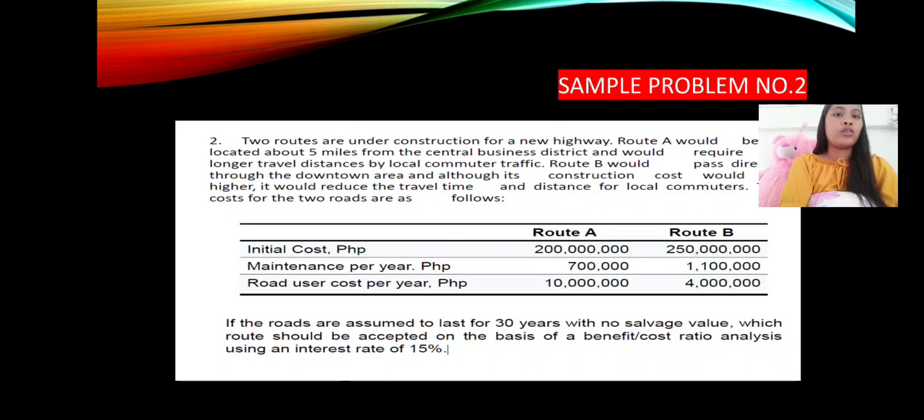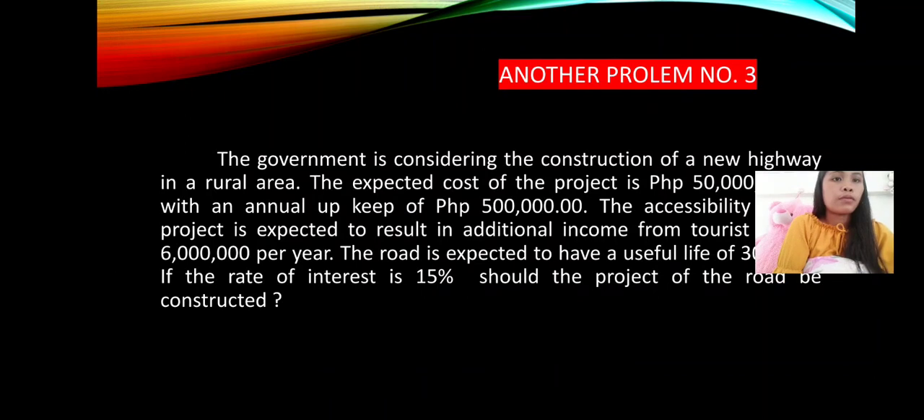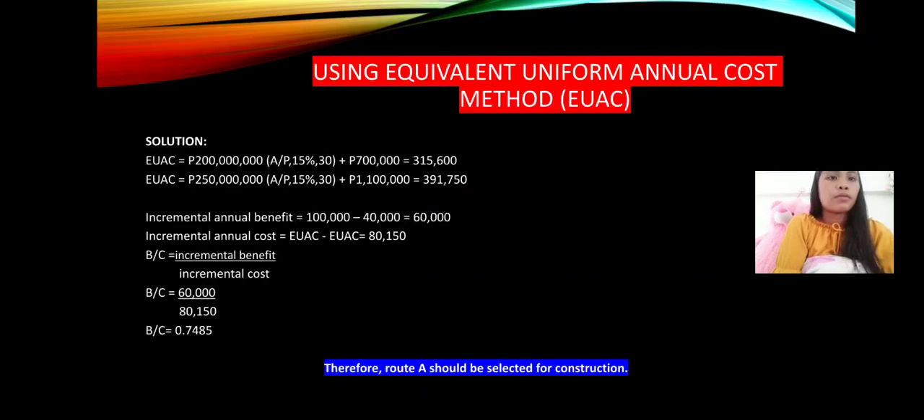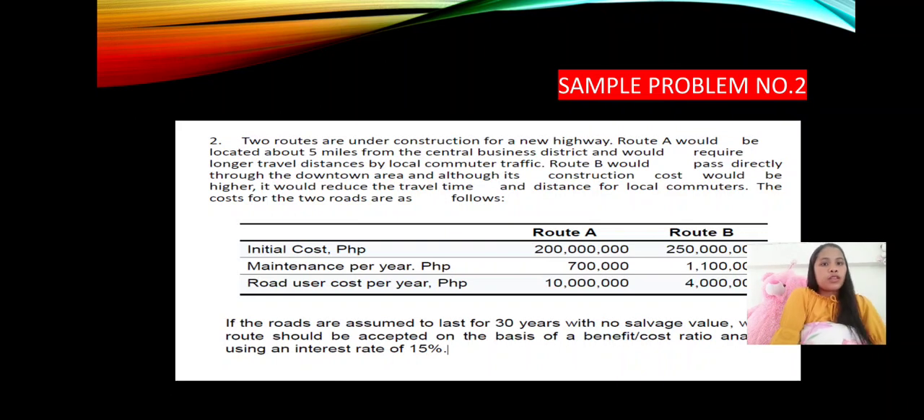Sample problem number 2. Two routes are under consideration for a new highway. Route A would be located about 5 miles from the central business district and would require longer travel distance by local commuter traffic. Route B passes directly through the downtown area, and although its construction cost would be higher, it would reduce the travel time and distance for local commuters. The costs for the two roads are as follows.